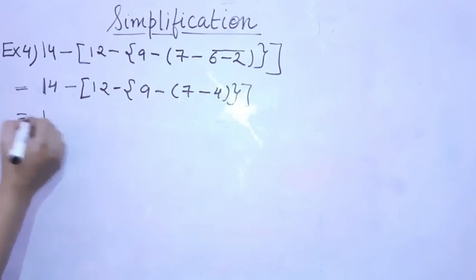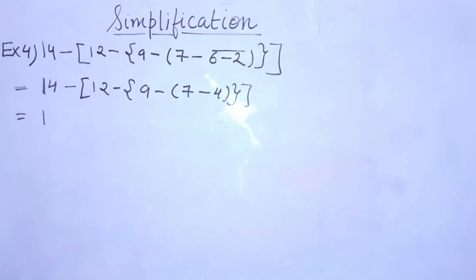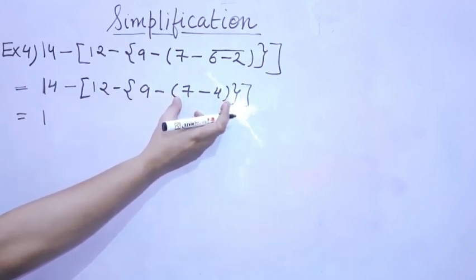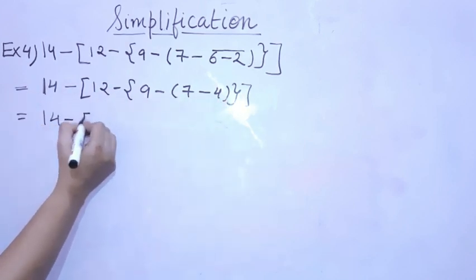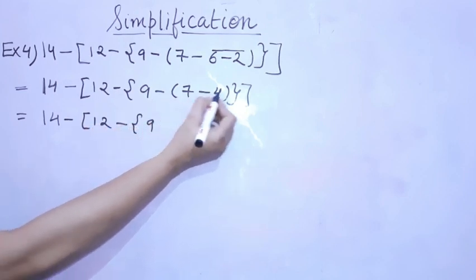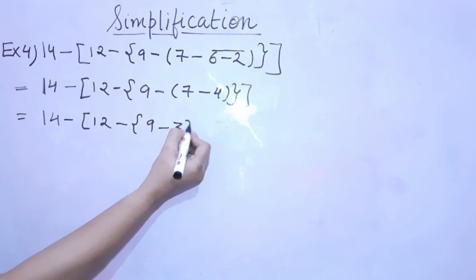Okay, after removing the bar, what do we have to remove? After removing the bar, the next order is to remove the small bracket or the round bracket or the parenthesis. So we have to solve the thing given in the parenthesis. So 7 minus 4 is 3.